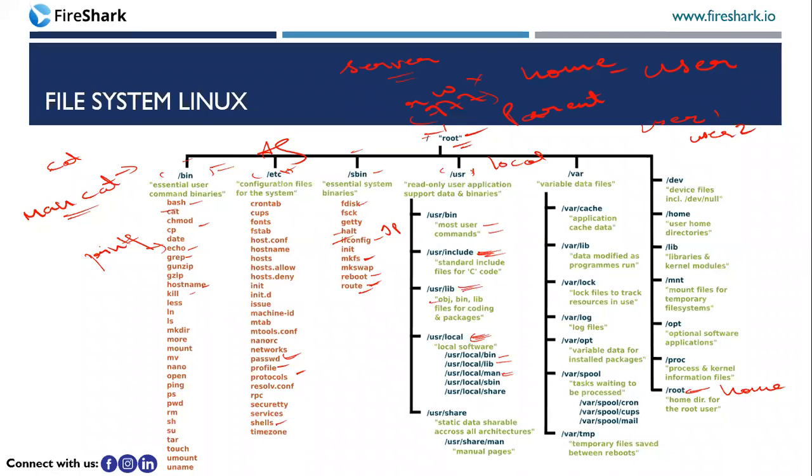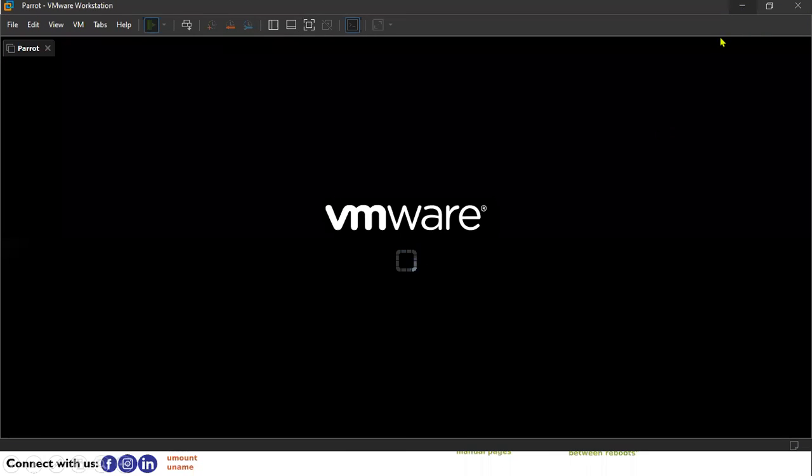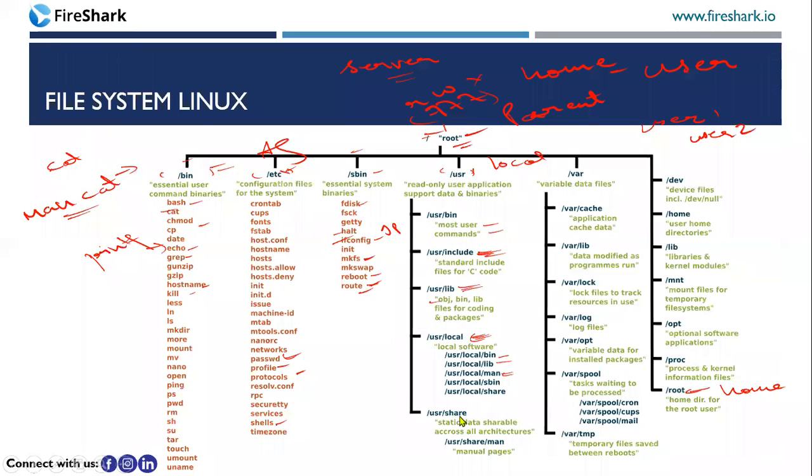Then we have the variable directory. usr share is also there. In usr share, you will find the commands, directories, and logs if your Linux system or operating system is in shareable mode, mainly in cloud mode, or if you are running multiple servers. You will find this information in usr share.